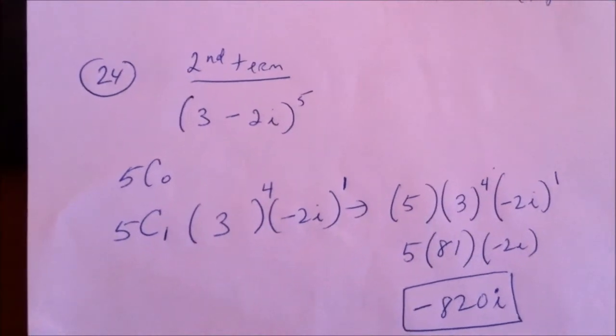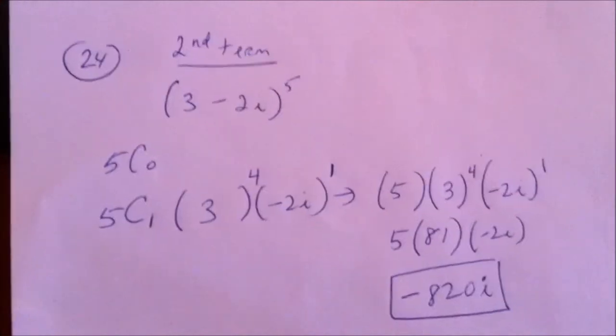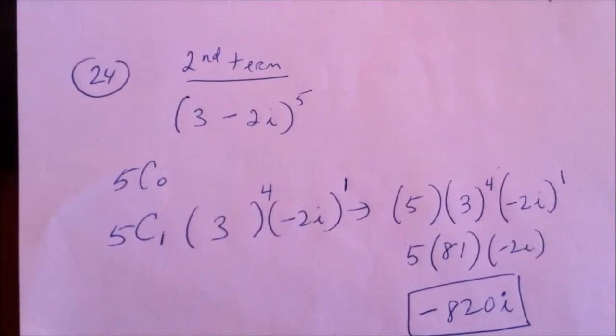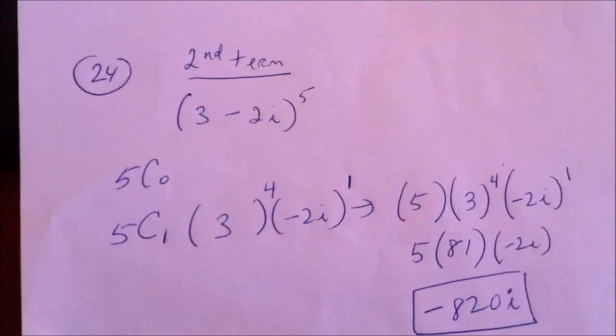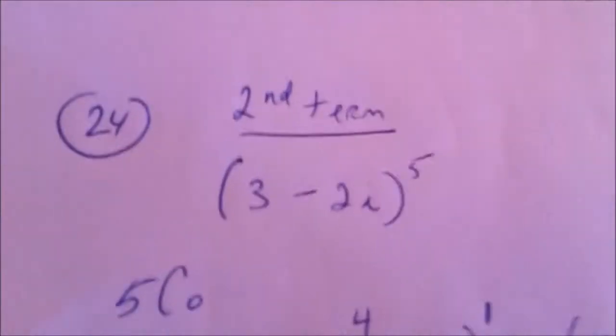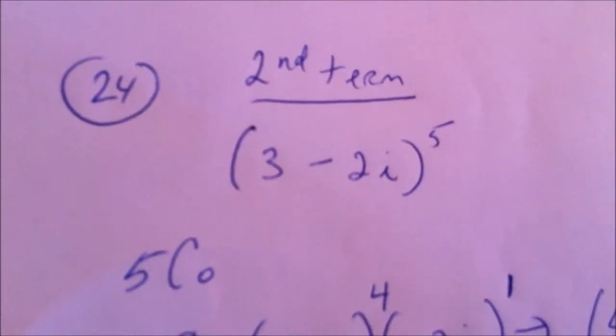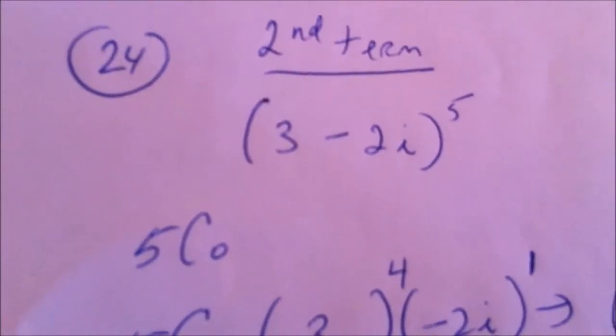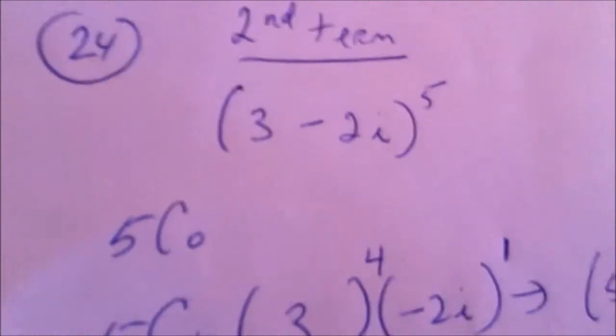Number 24 and number 25, it's all about the binomial expansion. Now, number 24 wants us to find the second term in this particular binomial. There's some i in there, some imaginary, to get some practice. And we always start with whatever this exponent is, C0.